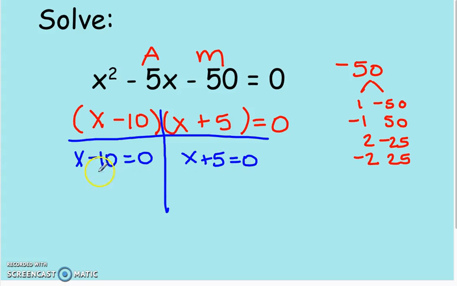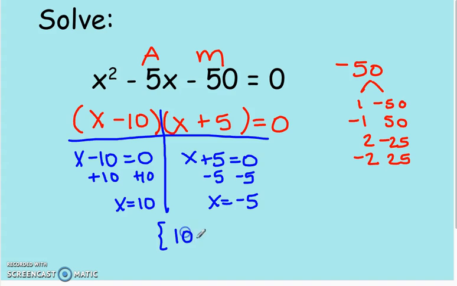Now we solve for x on each side. So over here, if I add 10 to both sides, then x is equal to 10. And if I subtract 5 from each side, then x is equal to negative 5. So I have two solutions because a quadratic equation usually has two solutions, and the solutions are 10 or negative 5. And one way to show your answer, as we've been talking about, is to put those two numbers in squiggly brackets. And that's the most common thing you're going to see with the factoring method, is the squiggly brackets like that. Okay, so 10 or negative 5.